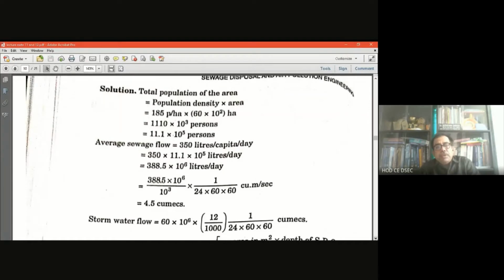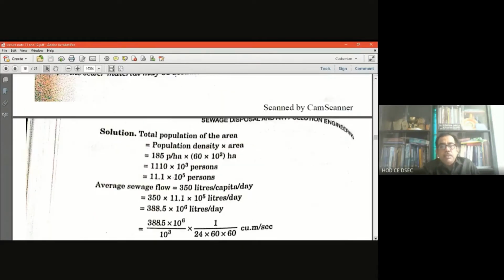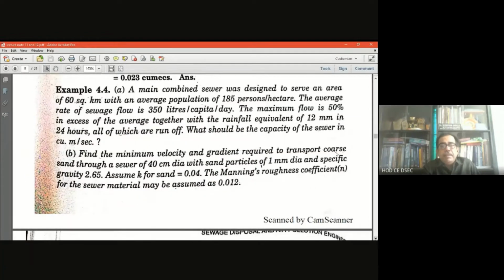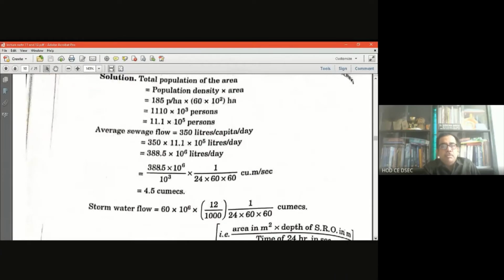To find the population of the area, first you have to find out what population is given. It is given as population per hectare, 150 persons per hectare. That means for the total population, you multiply it with the area. So, population per hectare times the area, and the area has been transformed into square meters, because 1 hectare is 10⁴ square meters.